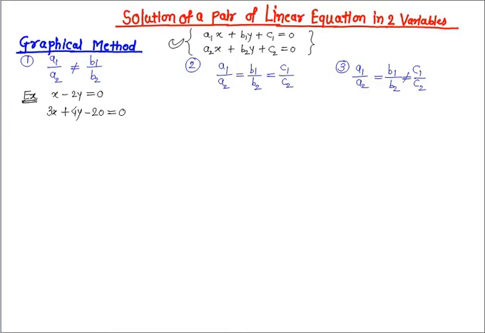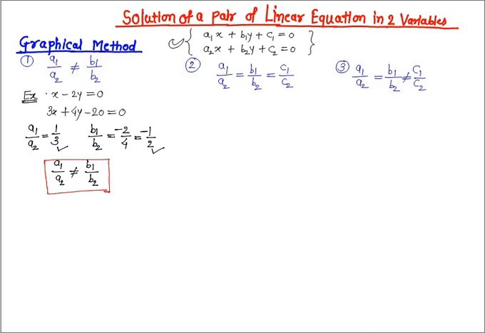Now, if we compare the coefficients of x and coefficients of y according to the first condition, what will we get? a1 by a2 equals to 1 by 3. This is a1 by a2. And what is b1 by b2? It is minus 2 by 4, which is nothing but minus 1 by 2. Now, if you compare the values of a1 by a2 and b1 by b2, we can clearly say a1 by a2 is not equal to b1 by b2, right? We have got this condition.